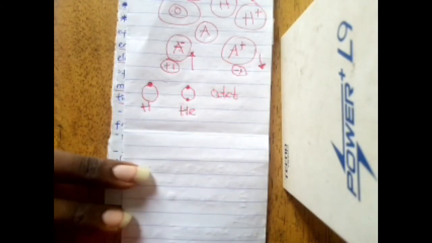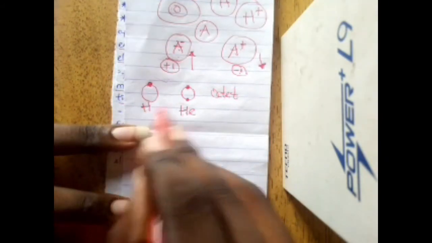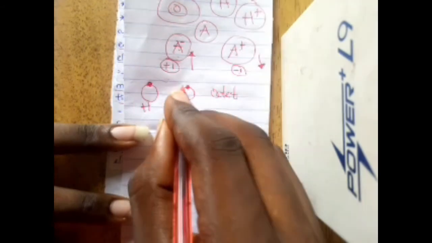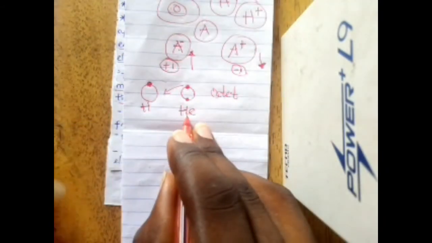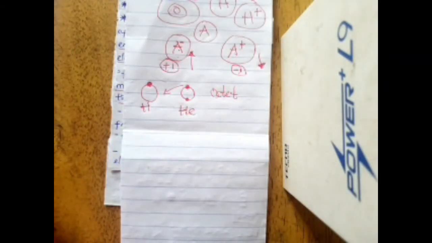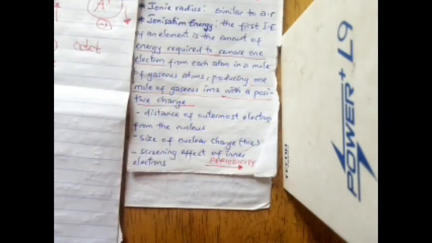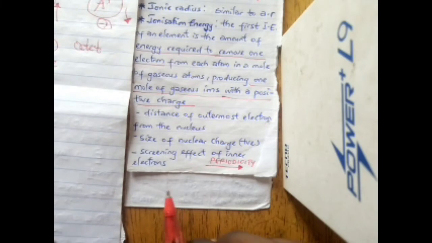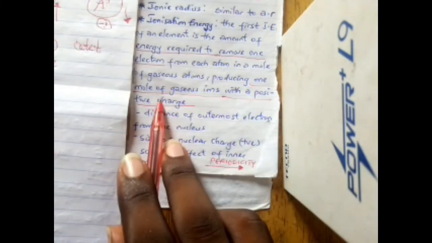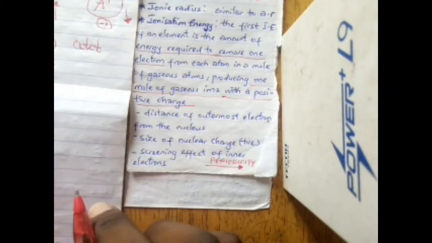So the amount of energy required for hydrogen to steal 1 electron from helium is what we refer to as ionization energy. So ionization energy is the amount of energy required to remove 1 electron from each atom in a molecule to form a positive charge.